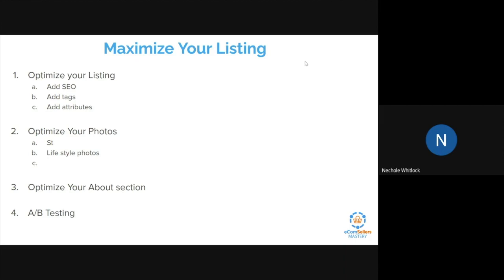Okay. And always think about testing. The great thing about print on demand is you can test to your heart's content. So A/B testing is testing your product multiple ways. When you are taking the product, I go back to what we started off with.